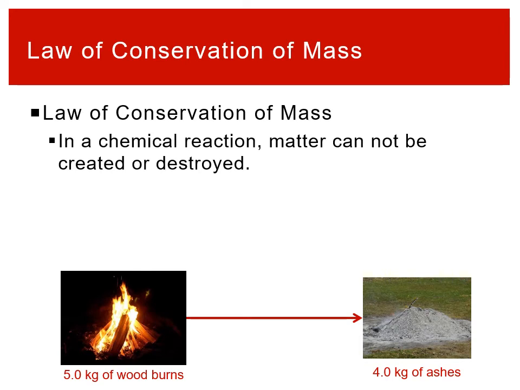The law of conservation of mass says that in a chemical reaction, matter cannot be created or destroyed. This was the problem of that unbalanced equation, that we were creating atoms or destroying them. For a life-size example, say we have 5 kilograms of wood and we burn it, like a campfire, and we get some ash. But you'll note that we started with 5 kilograms and we ended up with 4 kilograms.